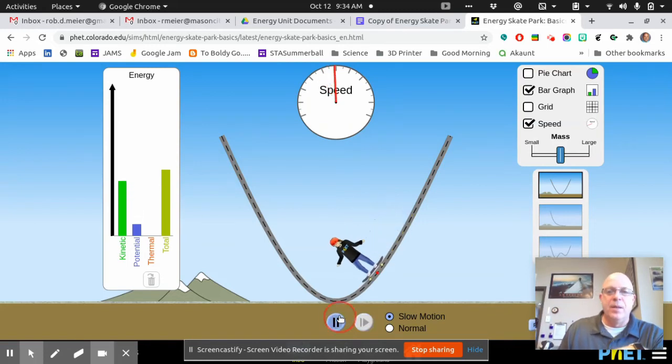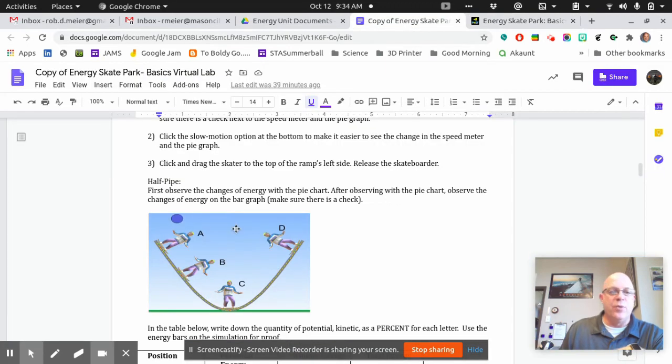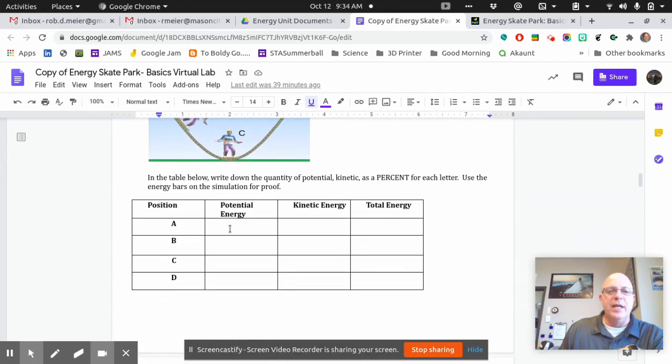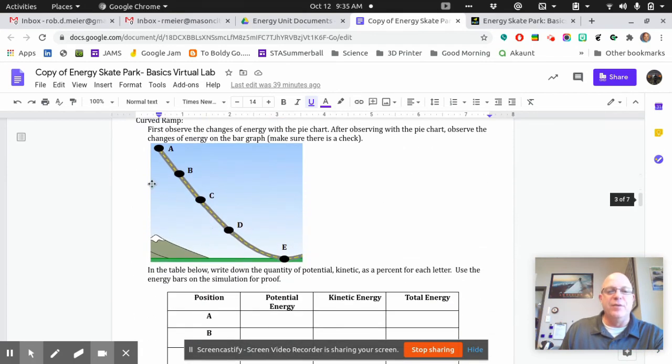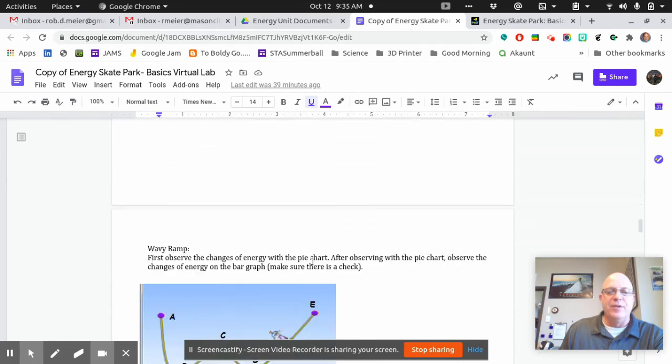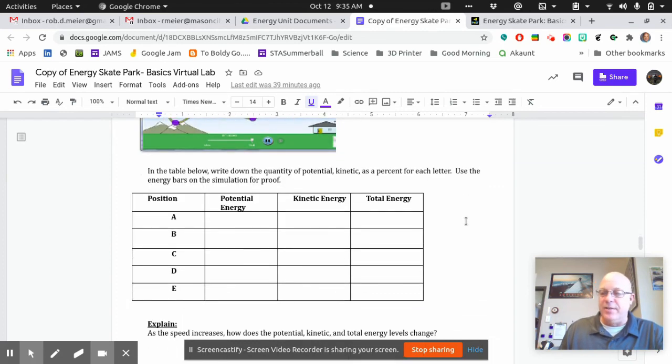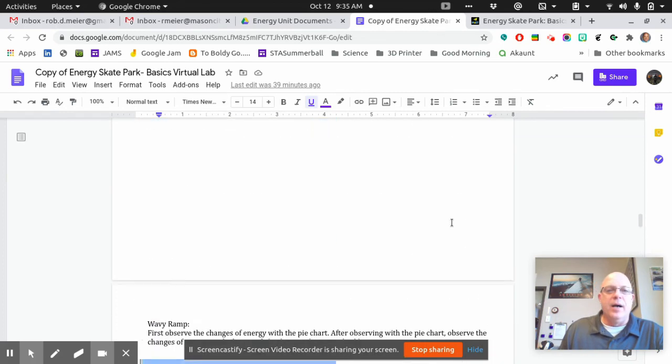As you do this lab, basically what the lab is going to have you do is tell me at position A, B, C, and D what the potential energy is, what the kinetic energy is, and what the total energy is. As you do this, we're going to have different scenarios. You're going to have different setups, and you need to tell me what's happening with potential and kinetic energy. That's the lab. That's the simulation. Good luck.